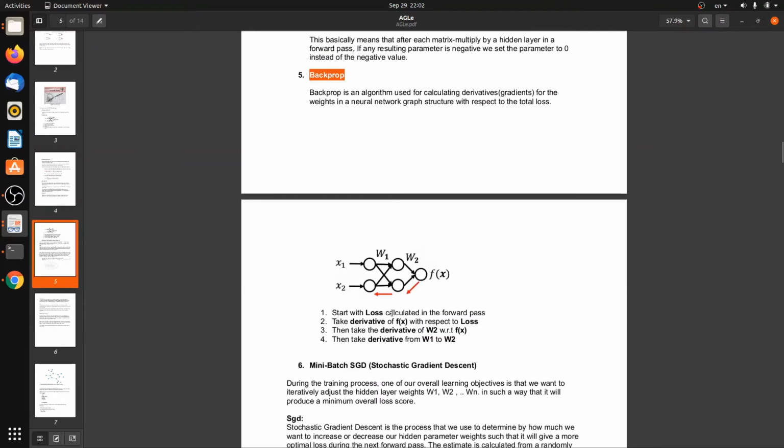Oh, and here it's actually described. So we're going to start with the loss, and the way we do it is, okay, we take the derivative of f of x with respect to the loss, and then we start going backwards. So then we go w2 with respect to f of x, then w1 with respect to w2. So it's just a derivative. So that's actually backpropagating.